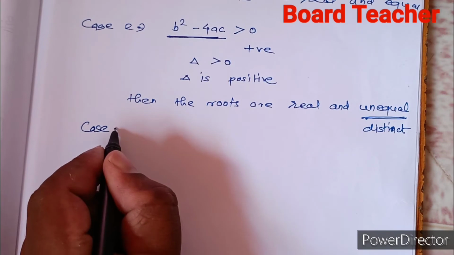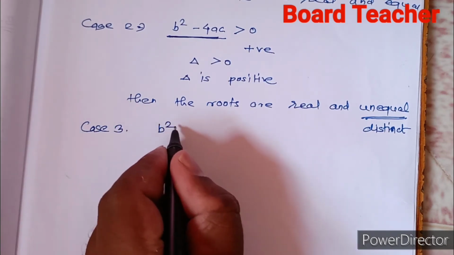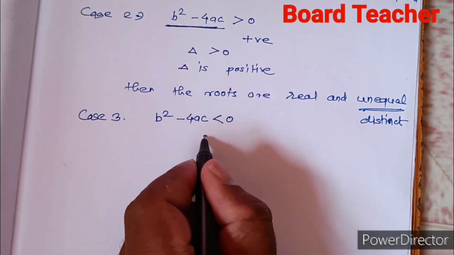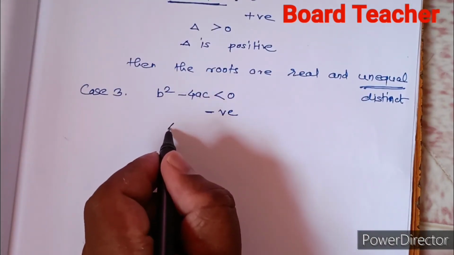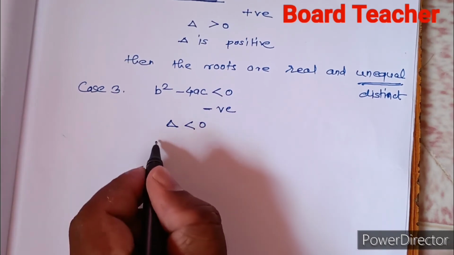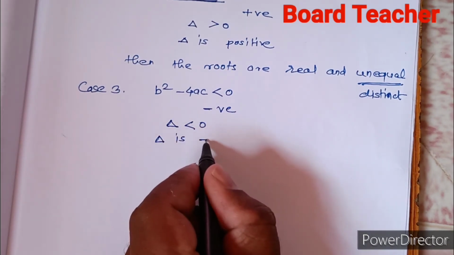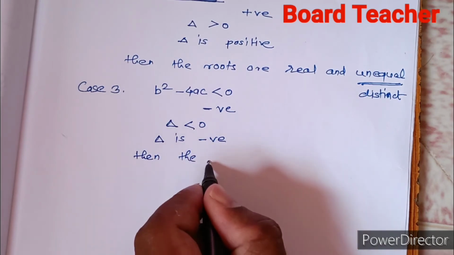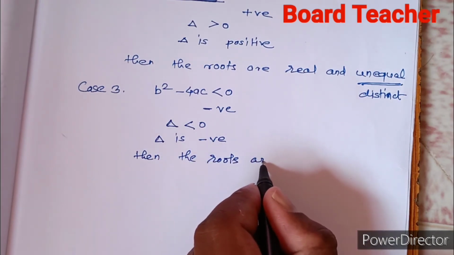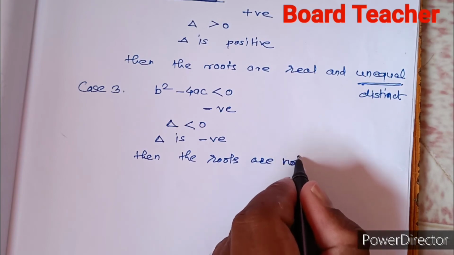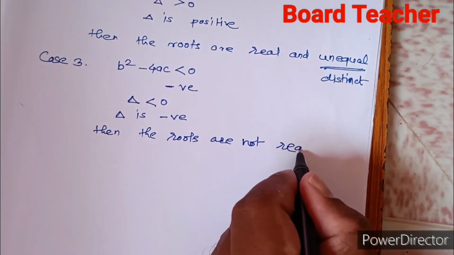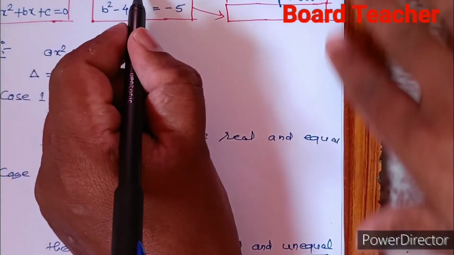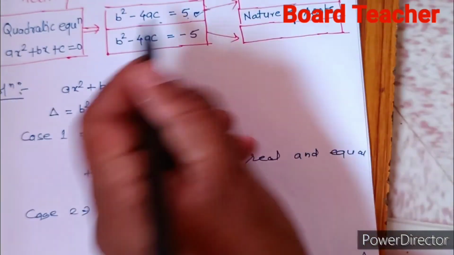Case 3: when the value of b square minus 4ac is less than 0, it means the value is negative. It means delta is less than 0, means delta is negative. Then the roots are not real. These are three cases.